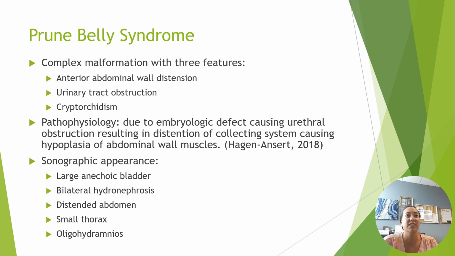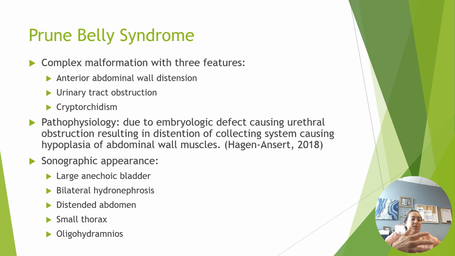What we are looking at here is there is some embryologic defect that causes some urethral obstruction. And because of that, that entire collecting system is distended. So the bladder is enlarged, the urethra is enlarged, and that can go into the ureters and kidneys as well. And so then what happens is that distension causes those abdominal wall muscles to really stretch, and then ultimately they just become hypoplastic and don't develop.